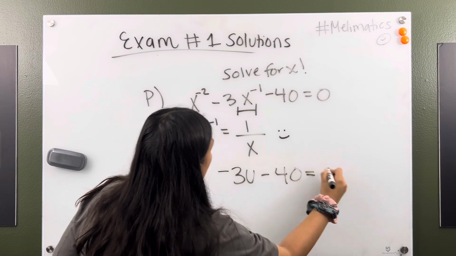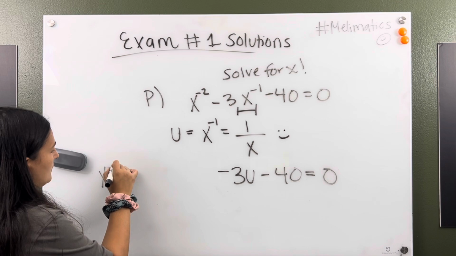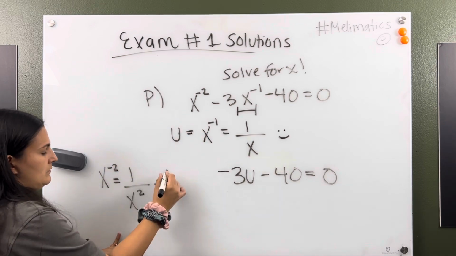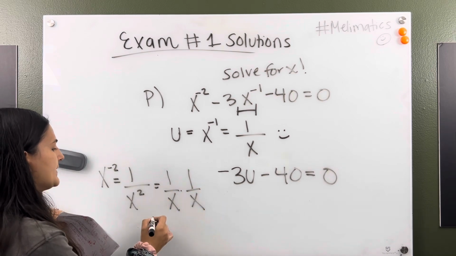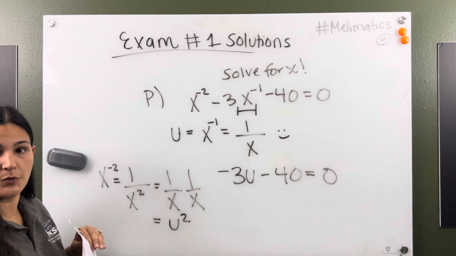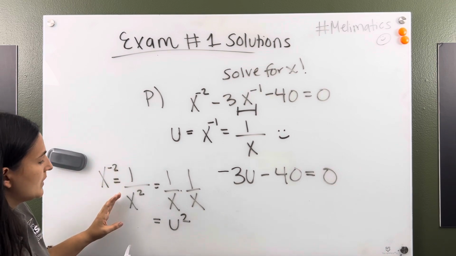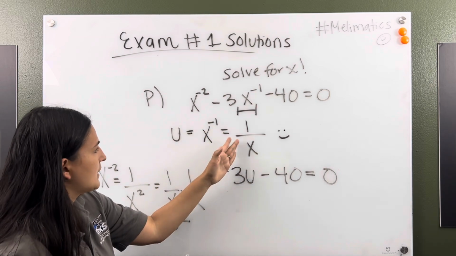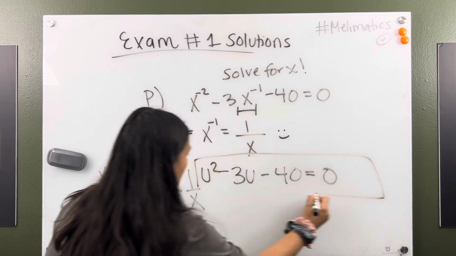Now, the question is, is there any way that I can rewrite x to the negative 2? Yes, x to the negative 2 is simply 1 over x squared, which is 2 of these. It's 1 over x times 1 over x, which is essentially u times another u, or u squared. You should be able to see that. We write this negative exponent as a positive exponent. See that there's 2 x's multiplied on the bottom, which means it's a u times another u, or u squared. At this point, we have a quadratic function.